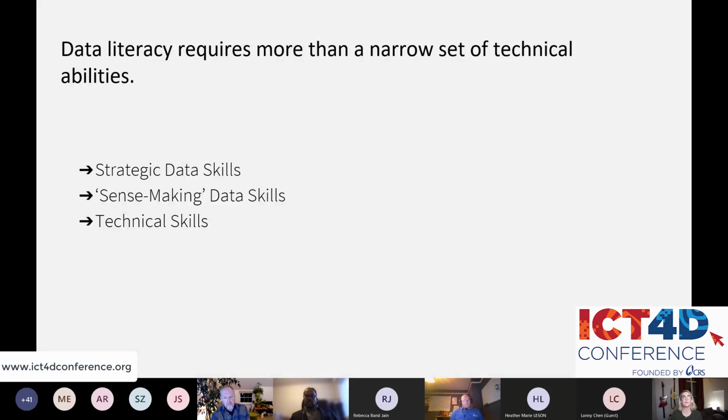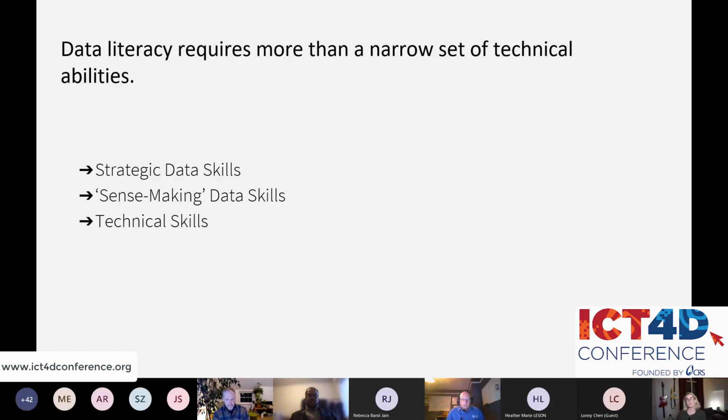Increasingly as well, I think we have a better understanding that data literacy, and this is a little bit what Heather was just speaking about, is much more than a narrow set of technical abilities. When I talk about the data skills that we need within an organization, within teams, and sometimes within individuals, there is a set of strategic data skills. To me, these are skills to make sure that data is being used as an asset for the organization. So we know how to ask the right questions and we're collecting the right data, and the whole data management is in line with our strategic objectives.